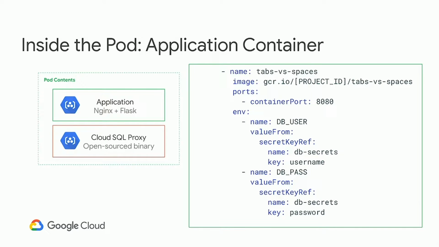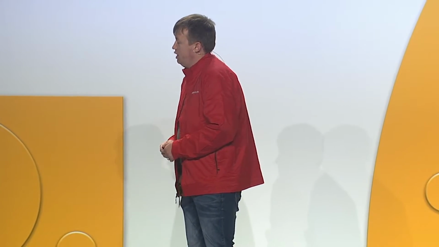You can also see, if you look at the top there, we have the container port. So it's listening on 8080. This is just the default for Flask. And you can see for image, that's going to pull a container image right from my GCR repository.